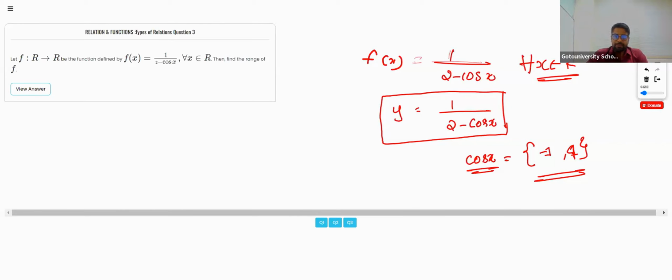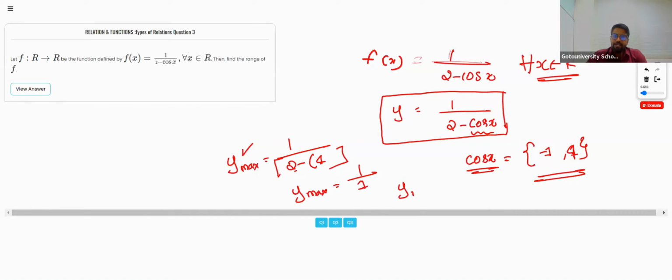If you want to make it maximum, what will you do? Very simple logic I'm going to use. If you want the maximum value of this, the denominator has to be minimum. If the denominator has to be minimum, what we are subtracting should be the highest. The highest value cos x can take is plus 1. If I put 1 here, this will be 2 minus 1. So this maximum value is 1, right?